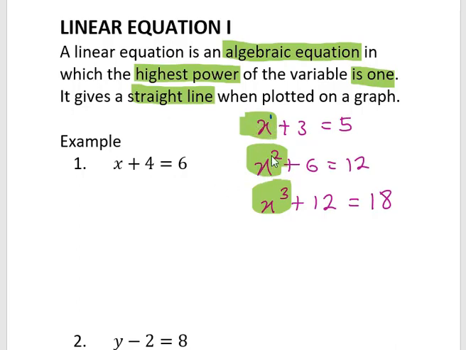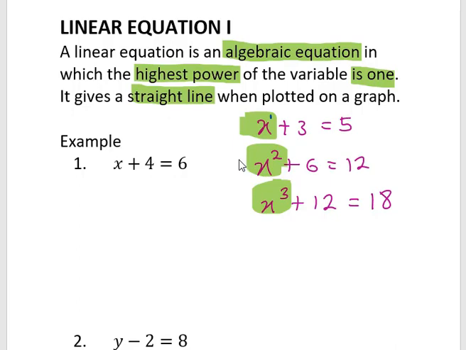The highest power of x here is 2, and the highest power of x here is 3. Equations where the highest power of x is 2 are quadratic. When you have 3, 4, 5 and above, they become polynomials. Just call them polynomials. Now these are various algebraic equations, but for a linear equation particularly, the highest power of the variable is just 1. I don't know if you get it.